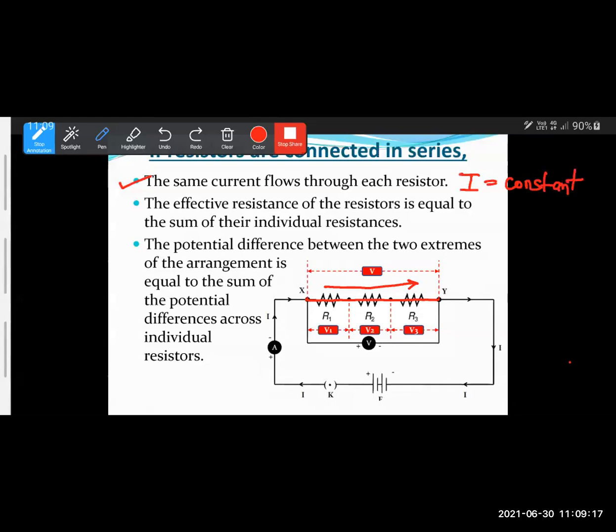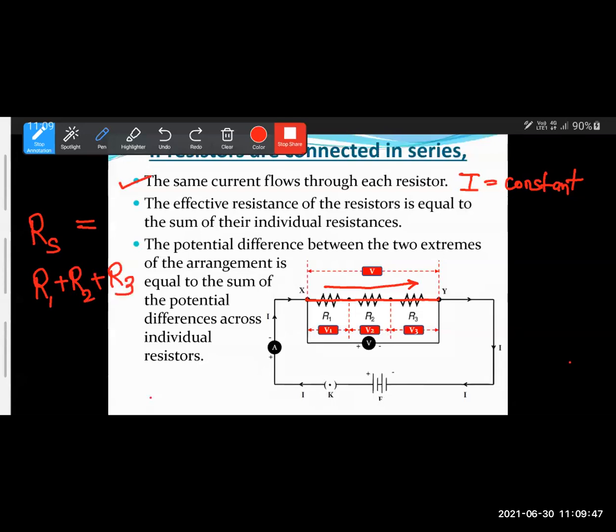Okay, next concept. The effective resistance of the resistors is equal to the sum of their individual resistances, as we had discussed previously, right? So in this case, what is the effective resistance? Rs. Now why do we write it as Rs? S stands for series combination, right? So Rs will be equal to R1 plus R2 plus R3.